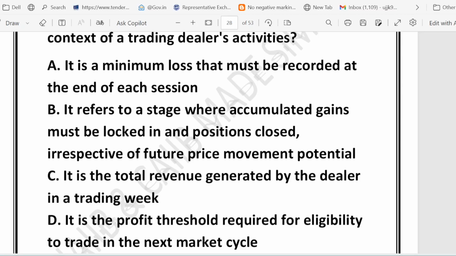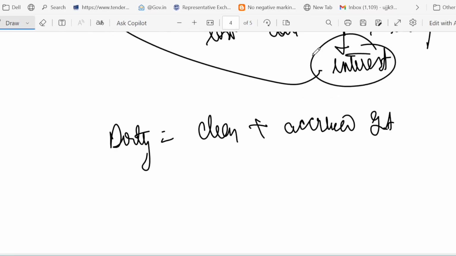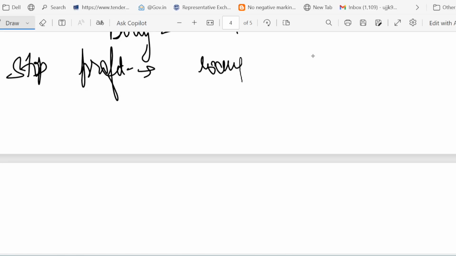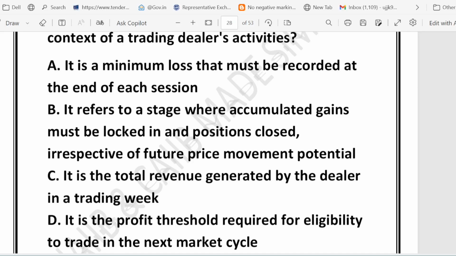Stop profit is about locking profit. Remember, stop profit is about, let me write it down. Stop profit is about locking profit. Okay, so not recording the loss. The term that relates to limiting loss is actually a stop loss. See, what is option number A saying? That minimum loss that must be recorded. See, this is the stop loss.